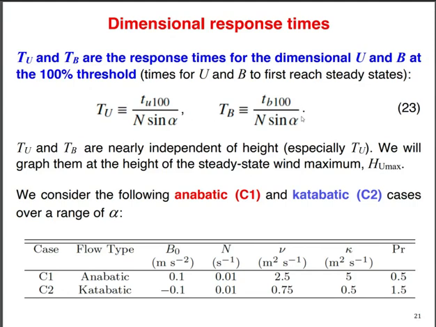Okay. Now we've already seen from the previous diagram that these time scales should be pretty independent of height at 100%. Okay. So in that case, instead of showing a profile of these, we may as well just take one value, evaluate this at the location of the wind maximum, because that's going to be representative of what you get at any height. Okay, so we're going to take a quick look at 2 examples, an anabatic flow case, C1, and a katabatic case, C2, but we're going to vary the alpha, the slope angle. Okay, and I've put in sort of typical conditions here for B naught and N, and I've chosen nu and kappa to give us Prandtl numbers that are roughly what you'd expect under anabatic and katabatic flow conditions.